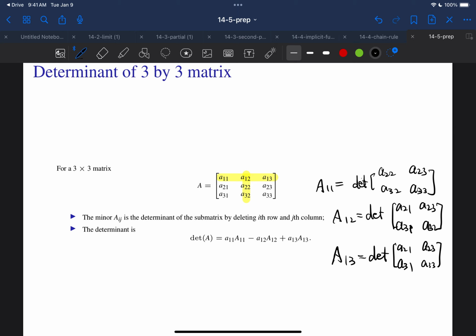So the determinant can be computed in many ways, but this is the basic one, or you can think of this as the definition of the determinant of a 3 by 3 matrix, though it could be defined equivalently in different ways. But this is called the co-expansion formula by first row.